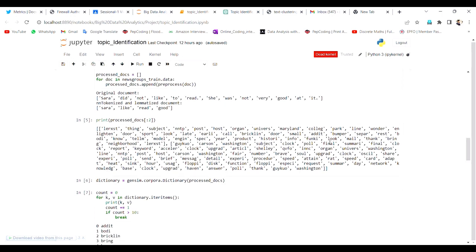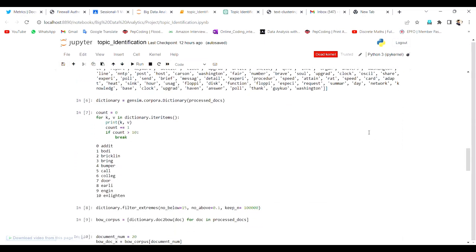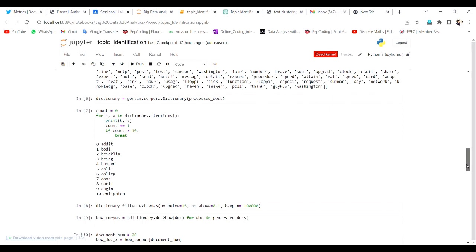After that, we are creating a dictionary which takes a list of pre-processed documents as input and creates a dictionary object that maps each unique word in the corpus to a unique integer ID. The resulting dictionary object can be used for a variety of tasks, including topic modeling. For the sake of verification, we have also printed what the dictionary is actually containing. So we have printed a few items from the dictionary to get an idea how the words in the corpus are being represented as an integer ID.